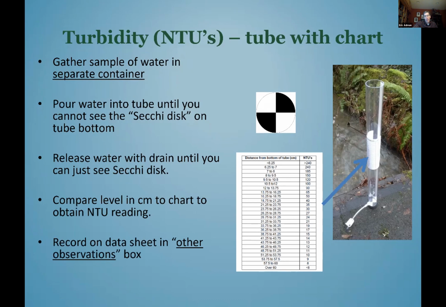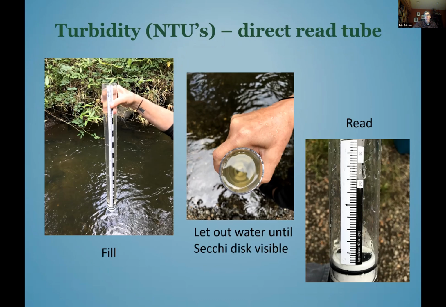And you'll record that in a space on the data sheet for other observations. The other type of tube that we have is a very similar tube. The only difference is that this tube, instead of using a centimeter reading, has NTUs directly marked on the side of the tube. So you can just let the water out until you can just barely see that Secchi disc, and then you can note the NTUs directly on the side of the tube. So that's the difference. There's a couple different ways that we do turbidity.